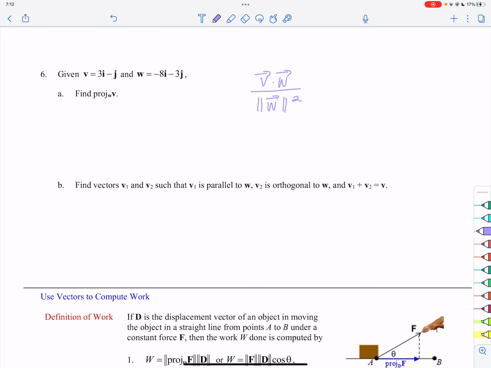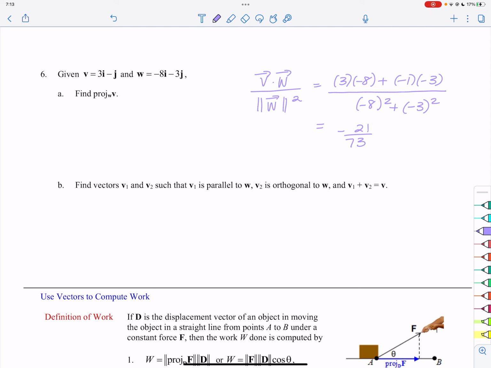So we can have 3 times -8 plus -1 times -3 divided by -8 squared plus -3 squared. Now, why did I do that? Because that's really the square root squared. So that's going to cancel the square root out when we square that. So this is equal to -21 over 73.